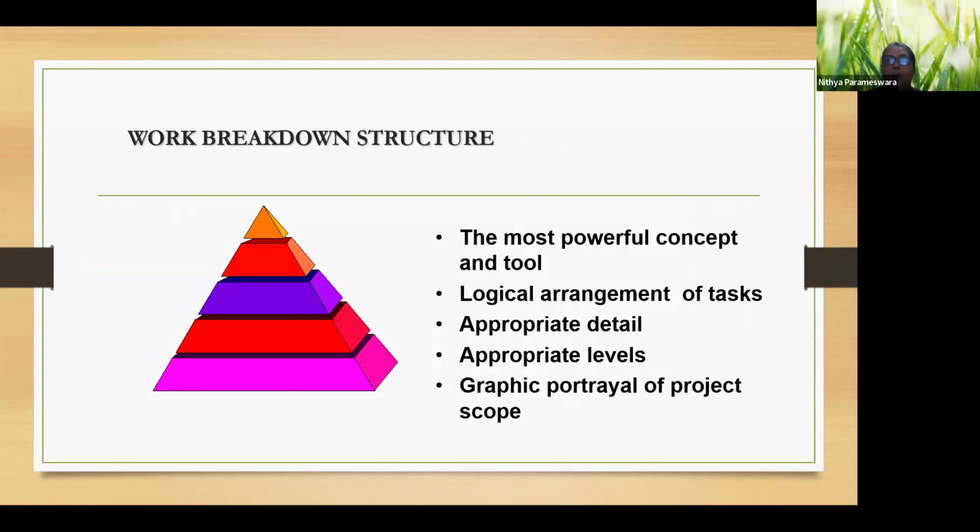You need to have an appropriate level of detailing in the work breakdown structure, which means if you have not broken down the components to a sufficient level, then it is going to be difficult for you to manage the lowest level of activity of the WBS, right? And you need to have an appropriate number of levels. You can show this as a graphical representation of the project scope.